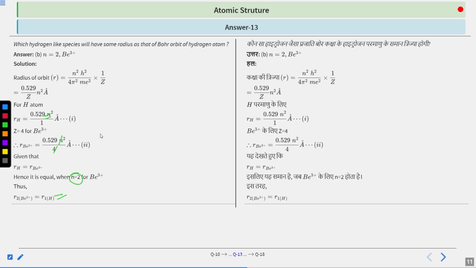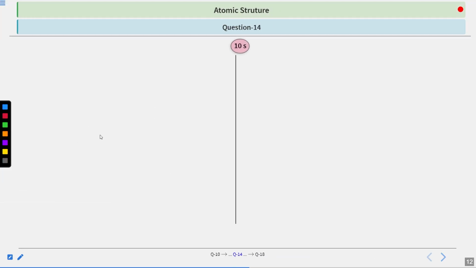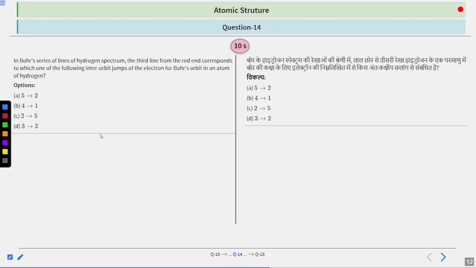Now moving on to the next question. Question number 14 says: in Bohr series of lines of hydrogen spectrum, the third line from the red end corresponds to which one of the following inter-orbit jumps of the electron for Bohr's orbit in an atom of hydrogen? Your options are A, 5 to 2, option B, 4 to 1, option C, 2 to 5, and option D, 3 to 2. So you have 10 seconds to solve this question. Your time starts now.